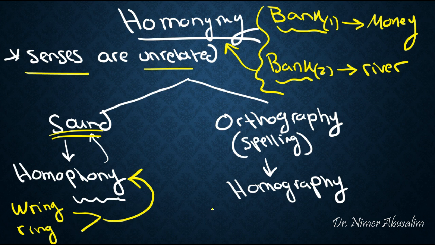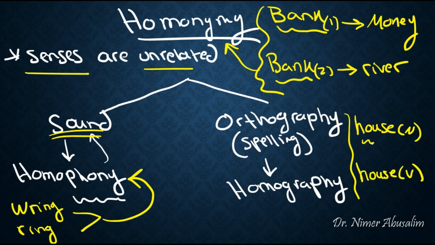Now how about two words with the same exact spelling but different sound? Take, for example, house as a noun and house as a verb. The orthography, or the way the word is written, is exactly the same. The senses are unrelated. House is a place. House is an action. The sounds differ. This is house and this is pronounced house. These would be cases of homography.